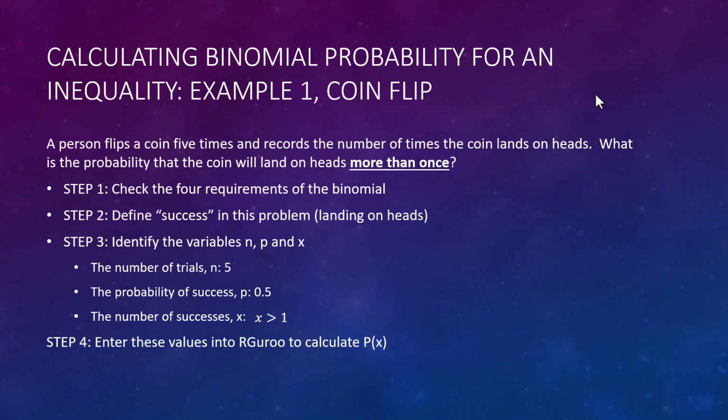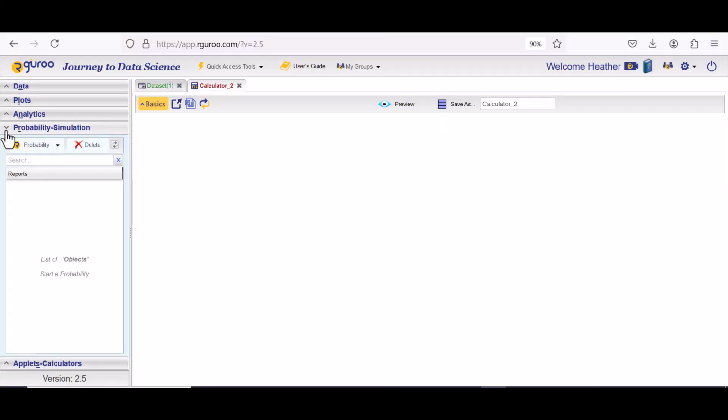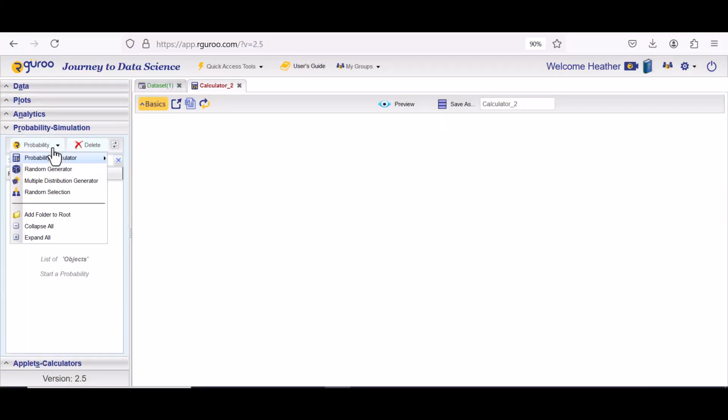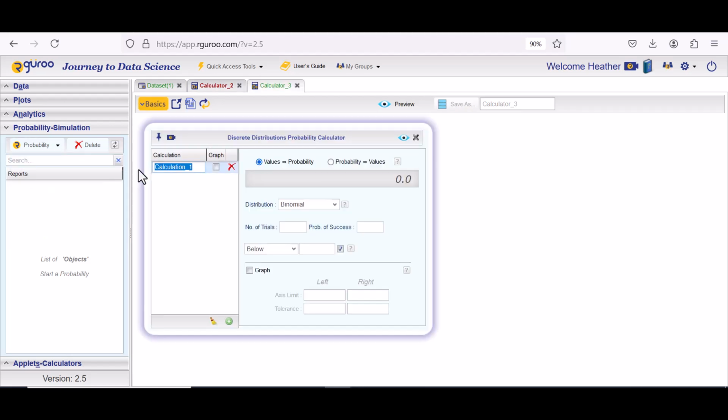So now it's time to take these values and put them into our software. So once I'm in our guru, I'm going to click on probability simulation, and then I'm going to click on probability, probability calculator, and discrete. When I do that, the screen shows up. Notice that the binomial is the default distribution, which is what I want. So remember, we said that we're going to flip the coin 5 times and that the probability of success is 1/2 or 0.5.